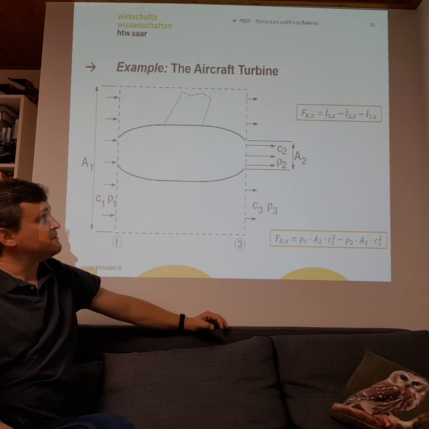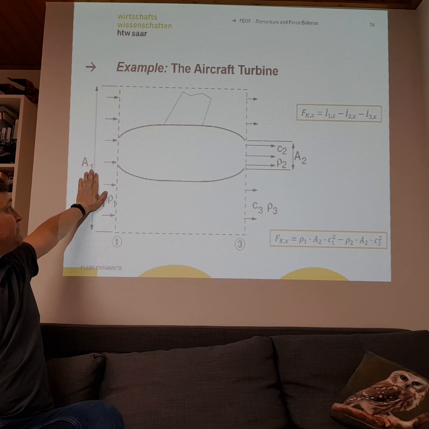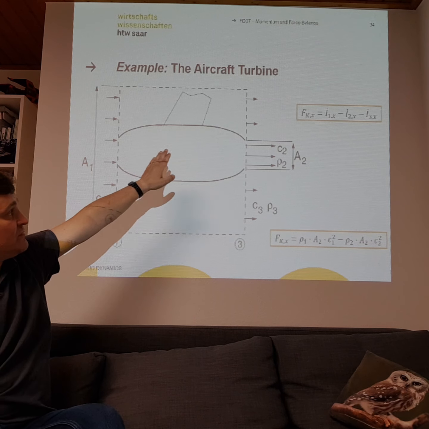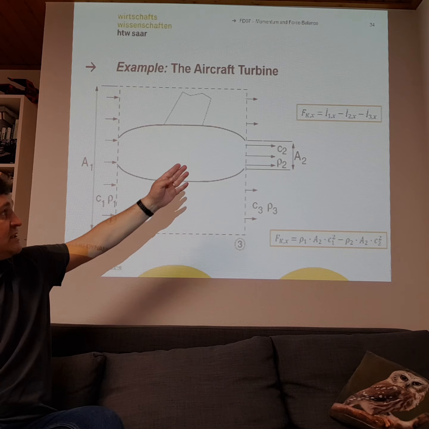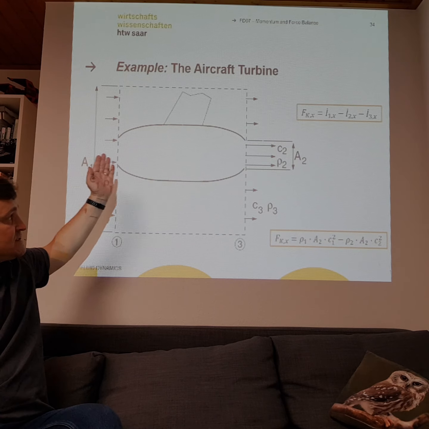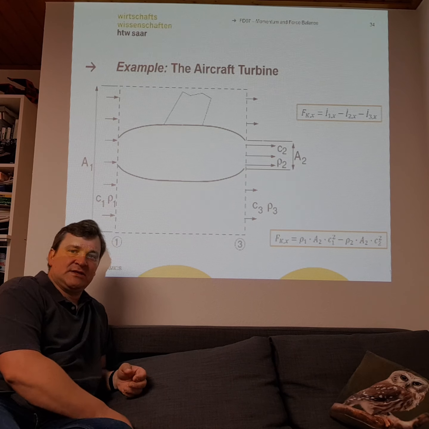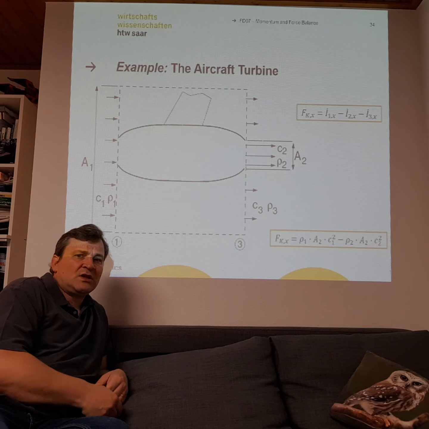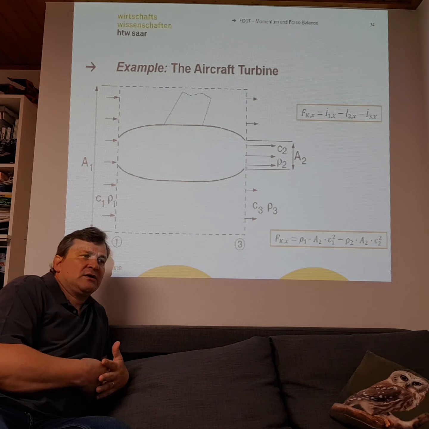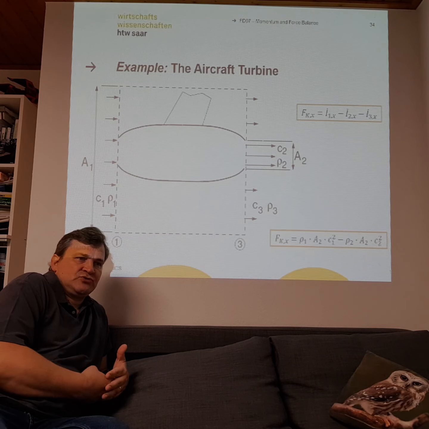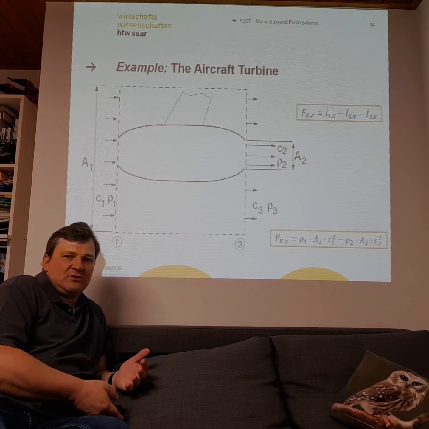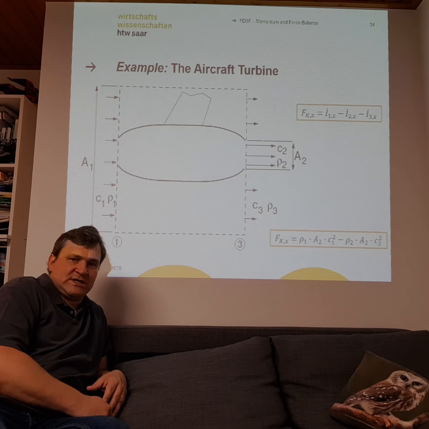And now we can make the balance. We have a momentum at position 1, a momentum at position 2, a momentum at position 3, and if we make the balance, we get the overall forces in x direction. So more or less, I don't want to explain a turbine to you now, I just want to explain a momentum balance acting on such a turbine.